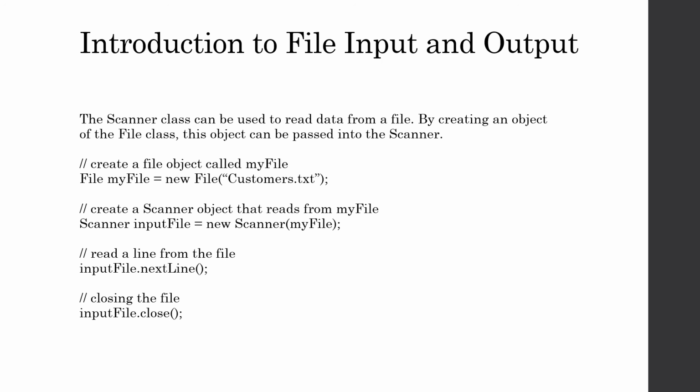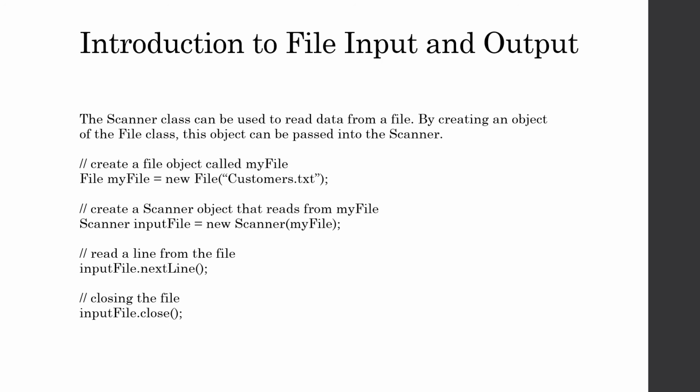From there, we can go ahead and use the Scanner object. We'll go ahead and call this inputFile. We'll go ahead and create our object of the Scanner class. So we're going to say it's equal to a new Scanner. And then the thing that we're going to pass in is going to be the File object that we just created. So in this case, we're going to put myFile into there. We can then go ahead and read a line from the file. So in this case, we're going to do inputFile.nextLine. That'll read a line from the file.